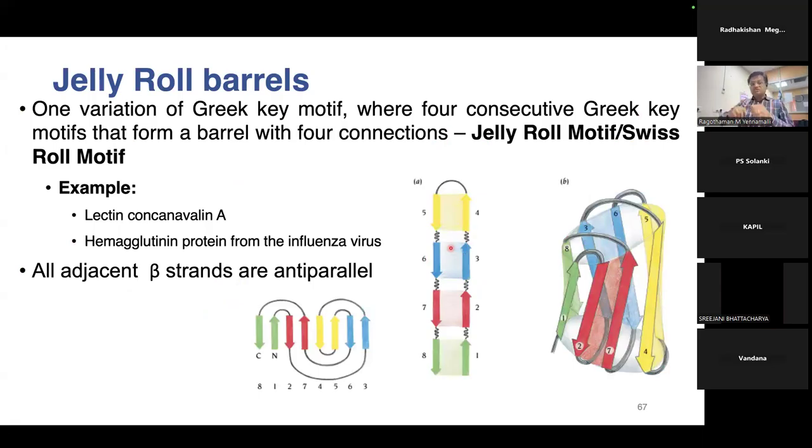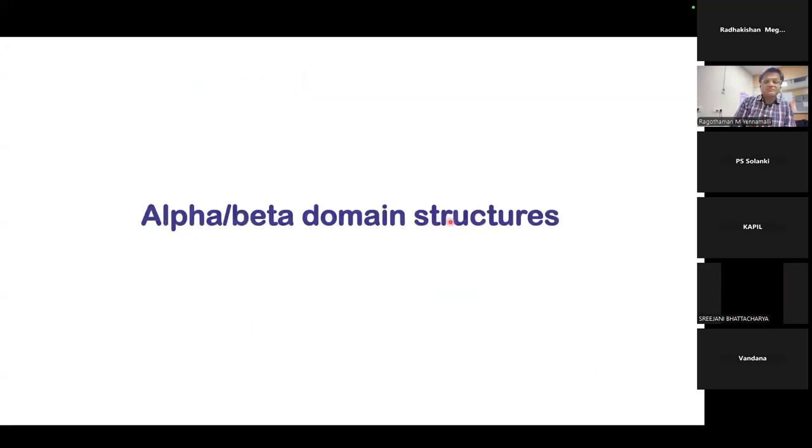Then, almost all of you might have eaten a Swiss roll. Those Swiss rolls are called jelly rolls. So a jelly roll is nothing but an arrangement where you have alternate beta strands, the bonding between them is 1 and 8, 7 and 2, 6 and 3, and 5 and 4, and they roll over each other. So one is inside the other. That's called a jelly roll barrel.